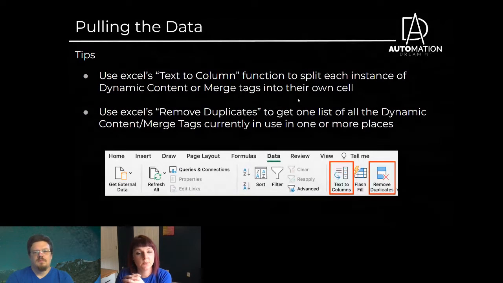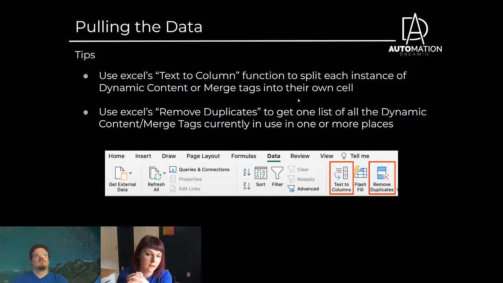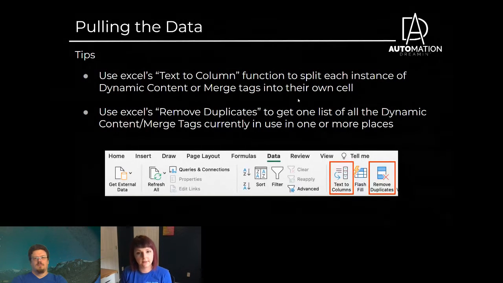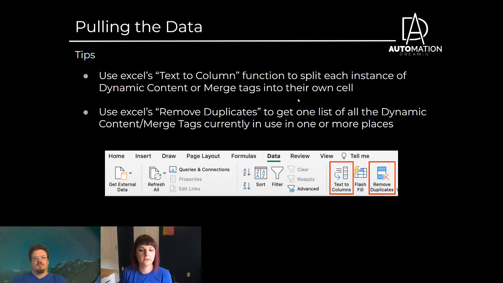A couple of tips once you get this information into Excel. One thing I like to do is use text to columns to separate all of the tags into their own cells. And then I remove duplicates. So I get one final list of every dynamic content or variable tag that is used in any asset.